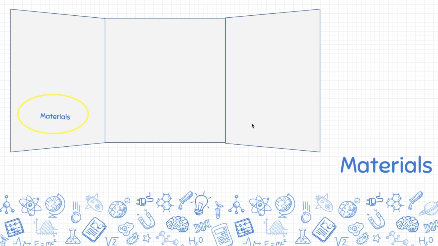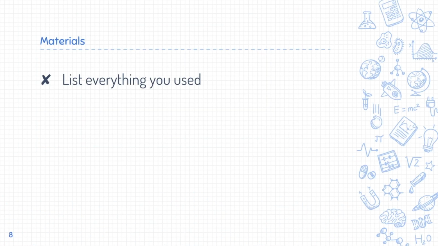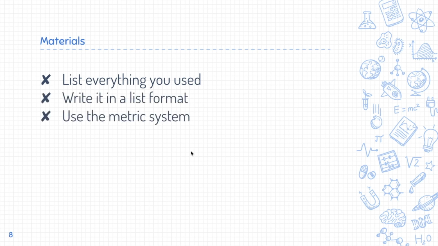Underneath your hypothesis will be your materials. For the materials, you're simply going to list everything that you'd use, and it must be written in a list format. Make sure that when you list your materials, you use the metric system, okay? So instead of inches or feet, you would use centimeters or meters. Instead of pounds, you would use grams. Instead of ounces, you would use liters or milliliters.